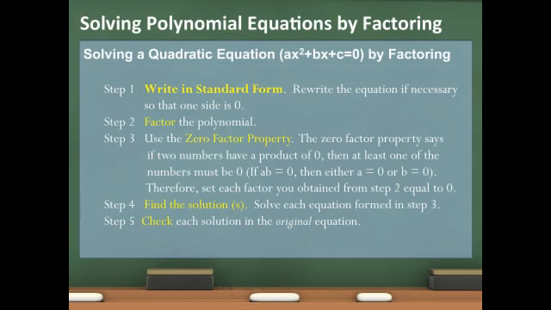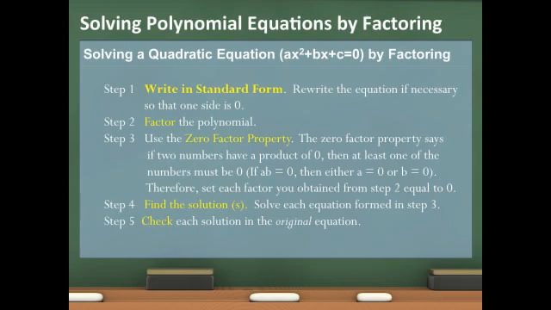By standard form, we mean that the equation should equal 0. If the equation is not equal to 0, you may need to rewrite to make one side equal 0. Step 2 indicates to factor the polynomial. You can use any of the factoring techniques discussed in the previous videos. Choose the factoring technique that is appropriate for the given polynomial.